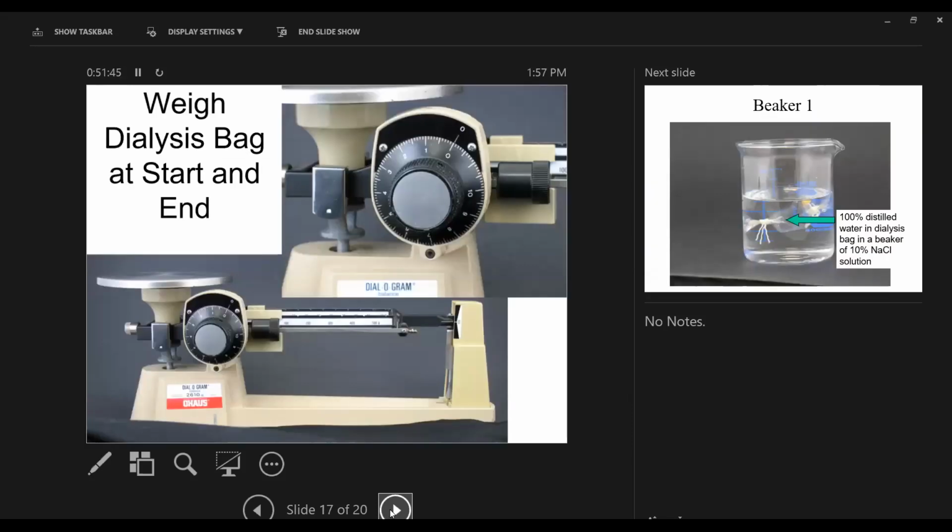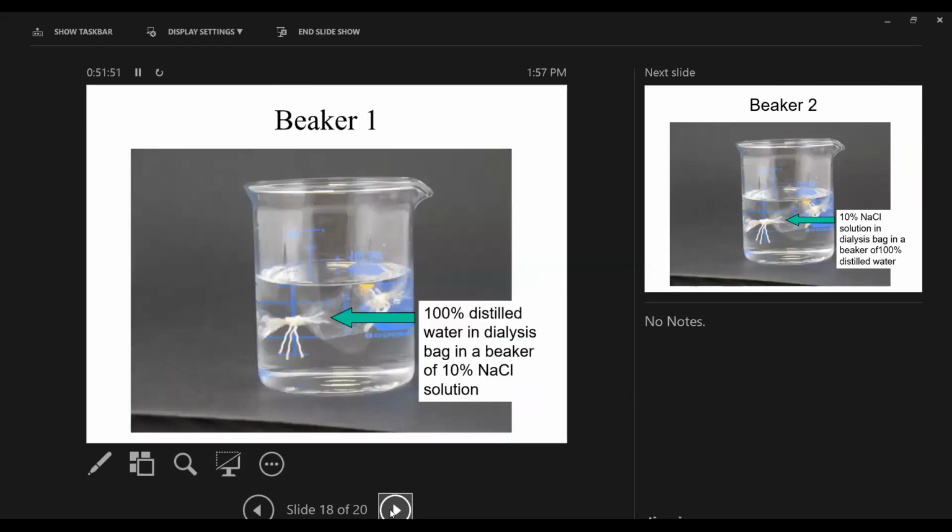And of course, we demonstrate that by weighing everything. And we find that if we put 100% distilled water in a dialysis bag in a beaker full of 10% sodium chloride, osmosis works on this. And so the water in the dialysis bag will leave the bag and go out to the beaker, because inside the bag is 100% water. Inside the beaker, it's only 90% water. Water goes from high water to low water. That bag will lose weight.